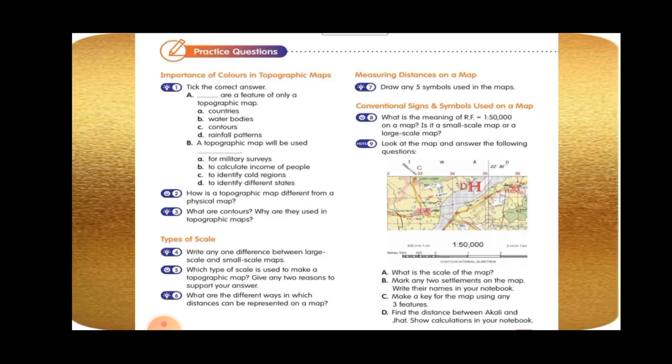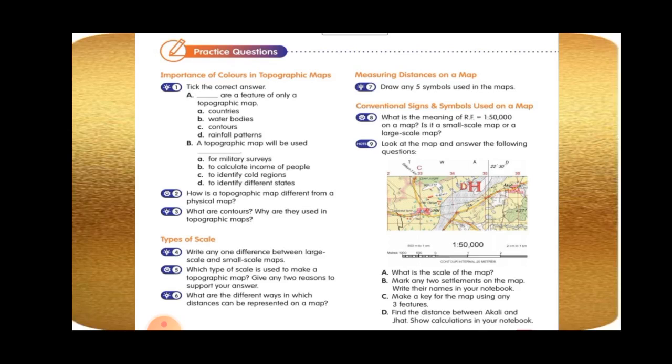Now, question number 4. Write any one difference between large scale and small scale maps. So, a large scale map will be more detailed and will have information about a small area, for example, topographic maps. And a small scale map will be drawn for a larger area. It will have fewer details, for example, atlas maps.